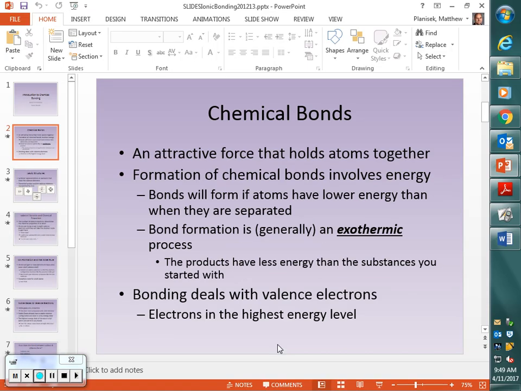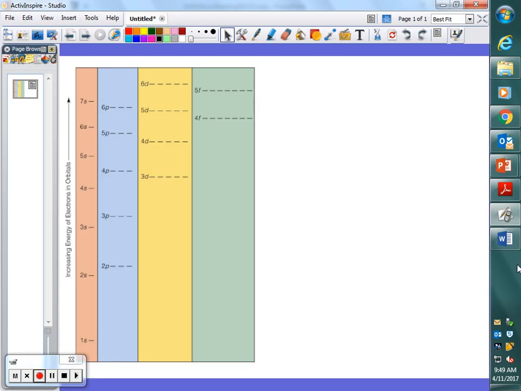Here's an exercise that I've had you do before, but to make a point, I want to start with it again today. Here's our good old friend, the orbital filling diagram. I want you guys, with the help of each other, to write for me three electron configurations. I want you to write the electron configuration for lithium, sodium, and potassium.